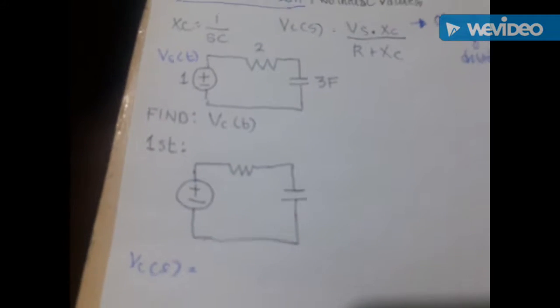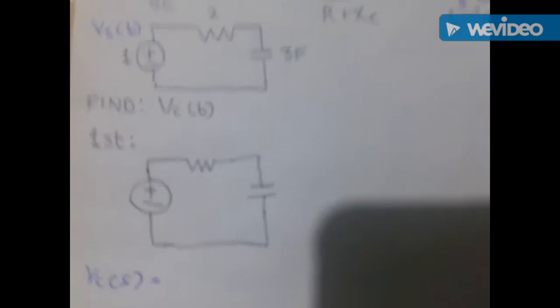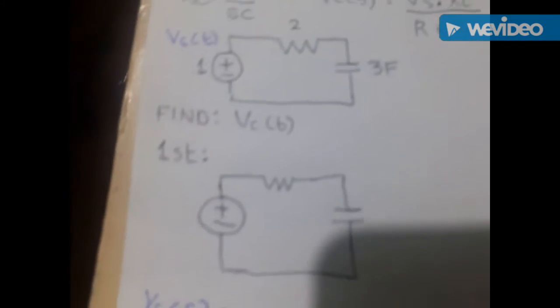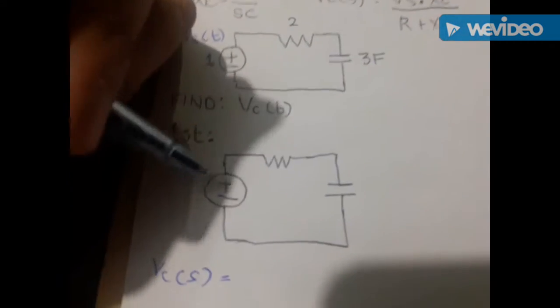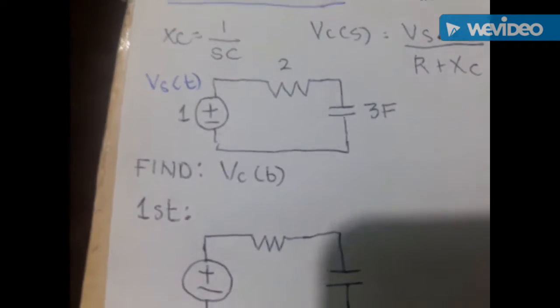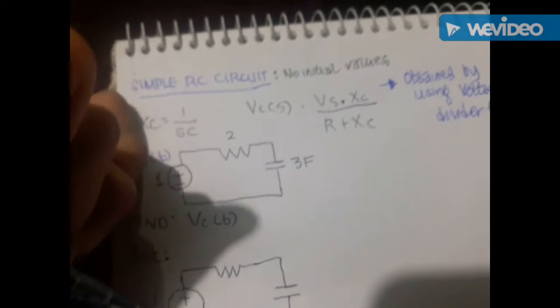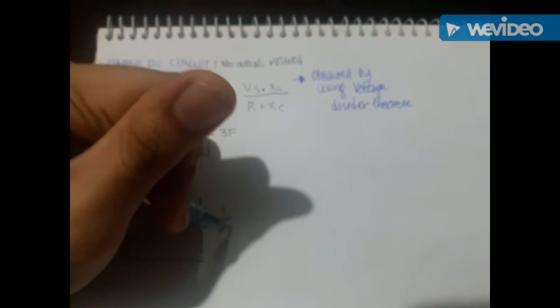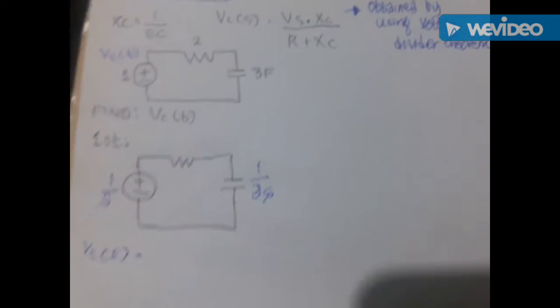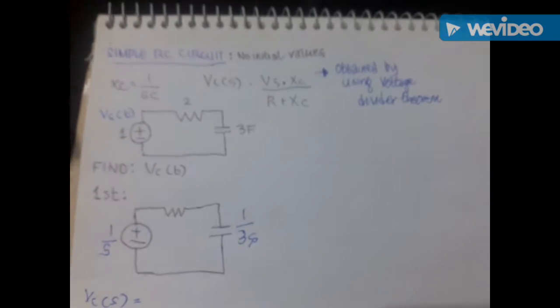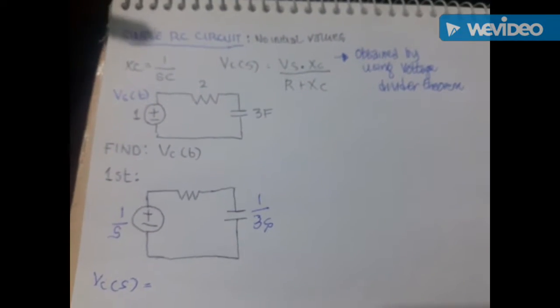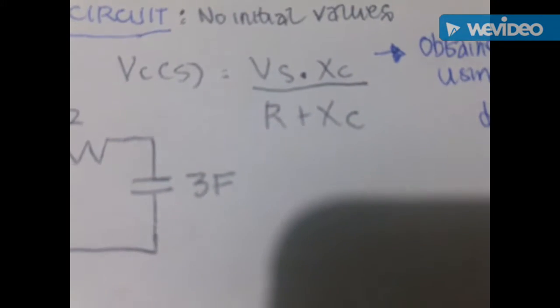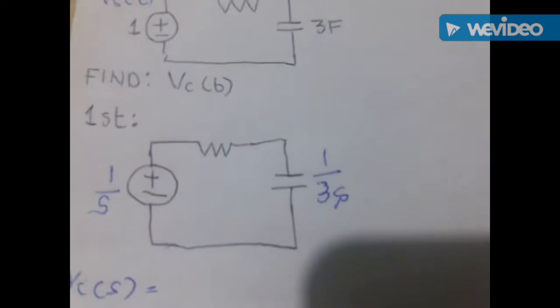At first, the first thing we will do is to convert the circuit into a Laplace circuit. Since we have a voltage source of 1, its Laplace transform is 1 over s. And since we know that the capacitive reactance is equal to 1 over sC, the 3F becomes 1 over 3s. Since we have no initial value, it is equal to 0. Actually, the voltage on the capacitor using the voltage divider is equal to X over R plus X. It's only the ratio of the impedances of the components of the circuit.